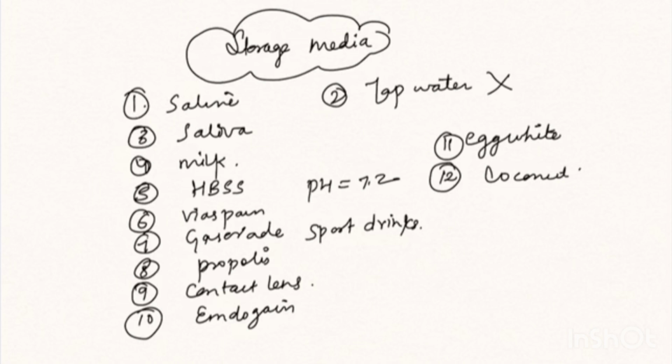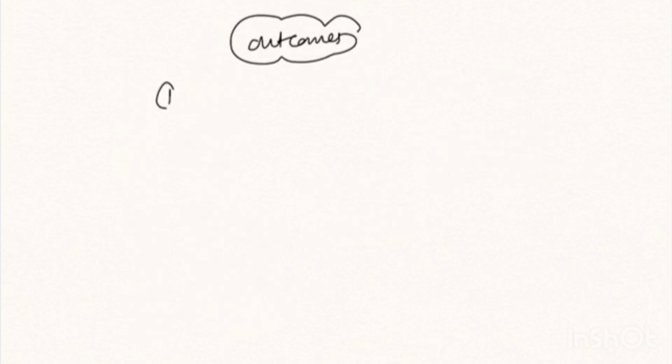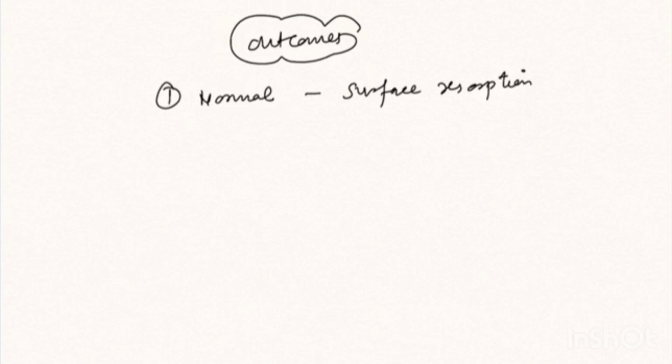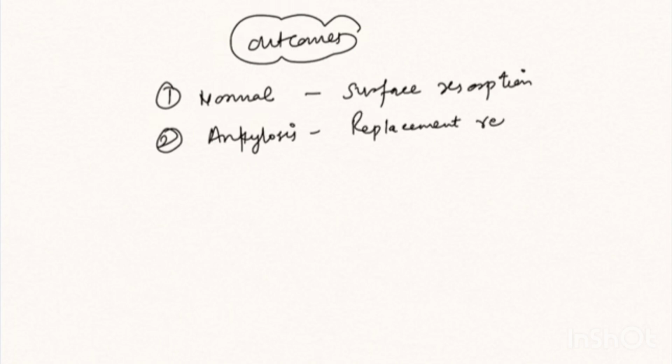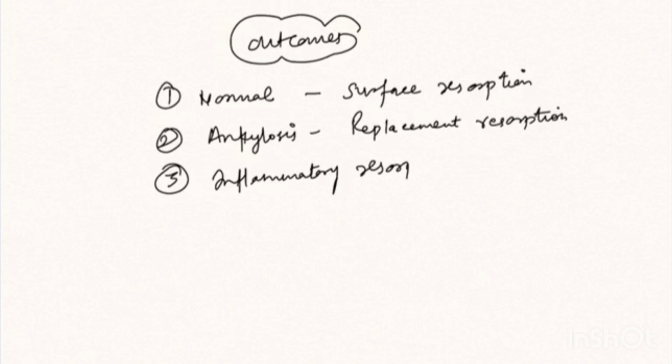Coming to the outcomes, the reimplanted teeth can have 3 outcomes. Normal, in which there is surface resorption and the tooth will survive. Then ankylosis or replacement resorption, which is the most common. And then the third is inflammatory resorption, which leads to the resorption of the entire tooth. Replacement resorption of the tooth can be confirmed by percussing the tooth, and it will have a metallic sound during percussion.